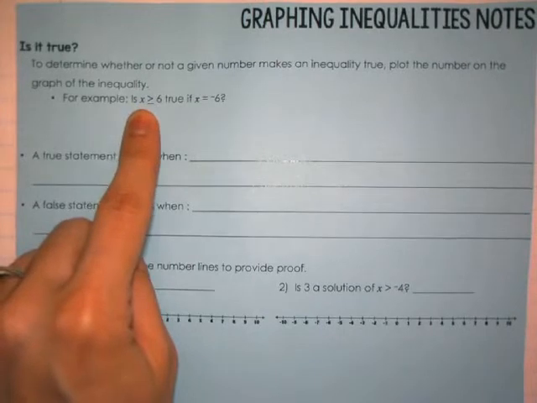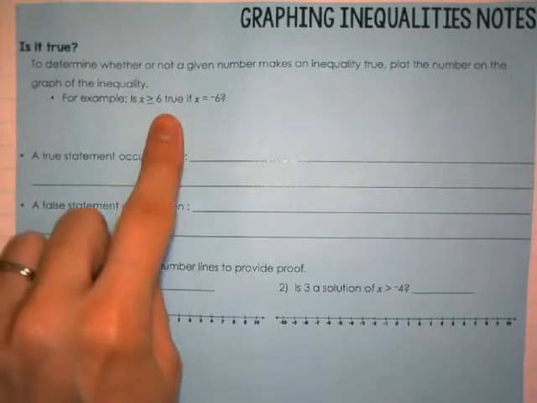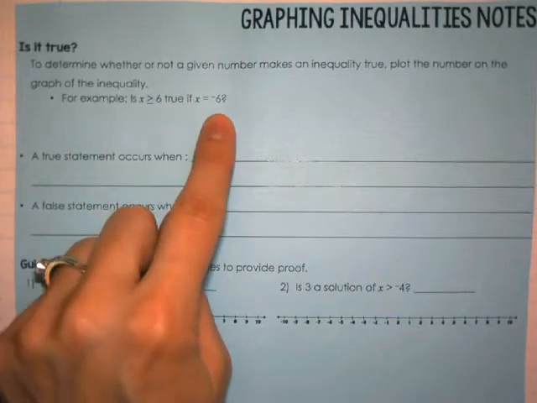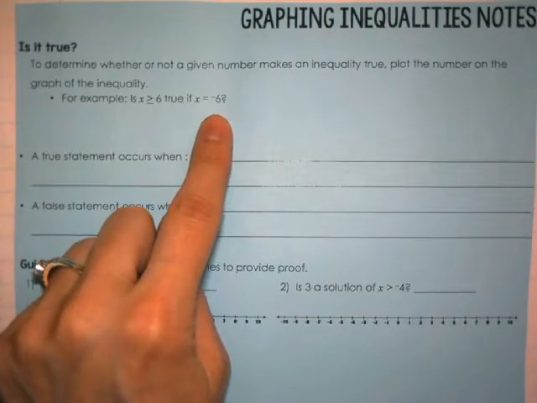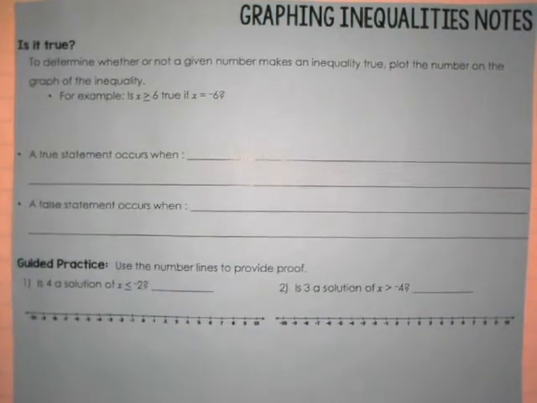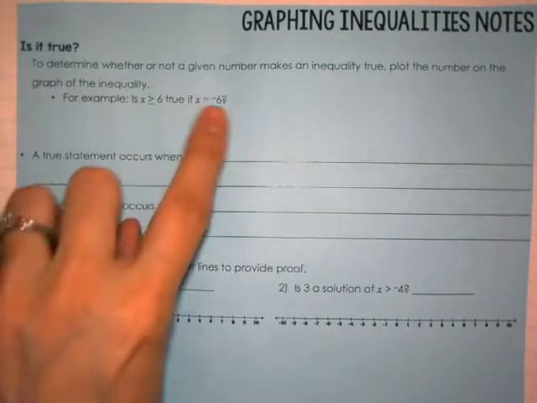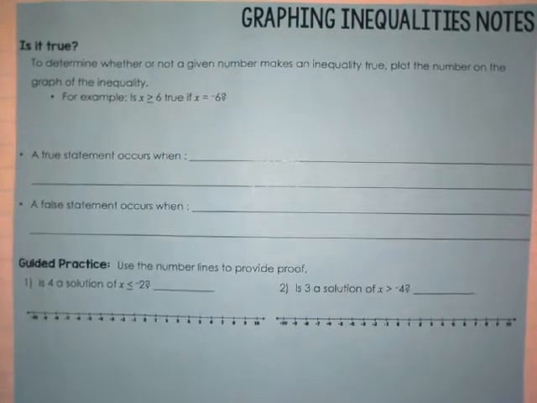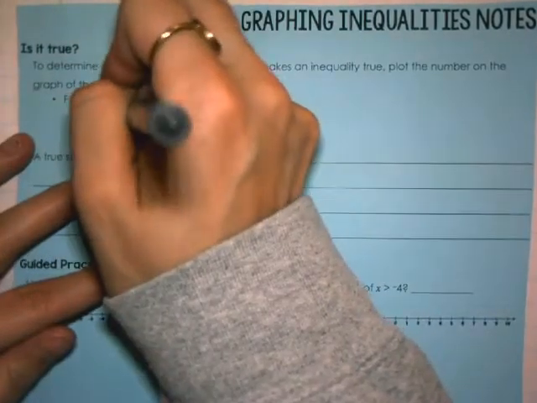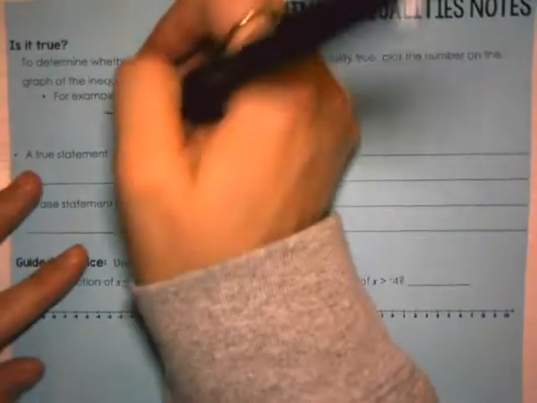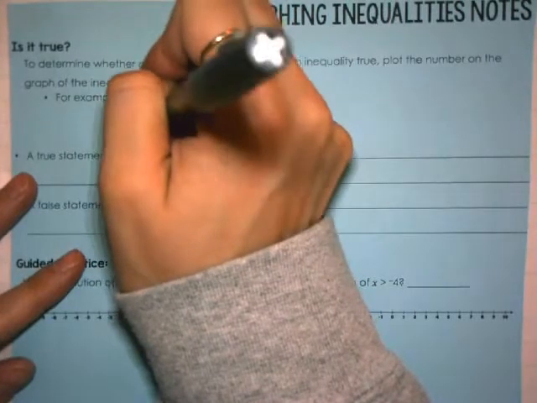Is x greater than or equal to 6? Does that make sense to everyone? True if x is equal to -6. So they're telling you what x is equal to. Do you guys remember expressions, how we plug in the number that they give us? So instead of it saying x, it's going to say what? I'm going to plug in -6 for x, and I'm going to leave everything else exactly the same. So it's going to say greater than or equal to 6.